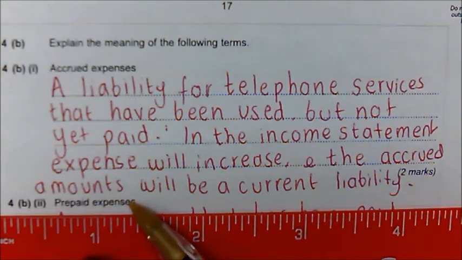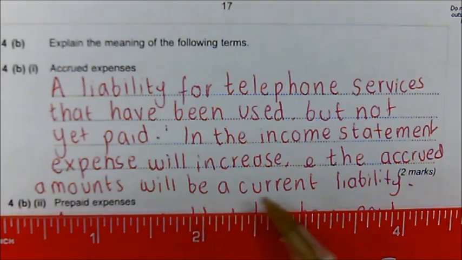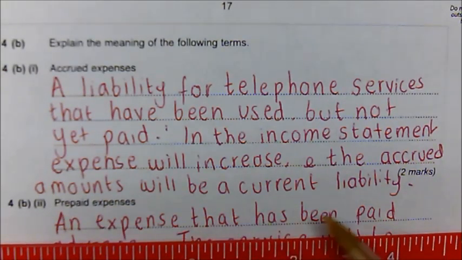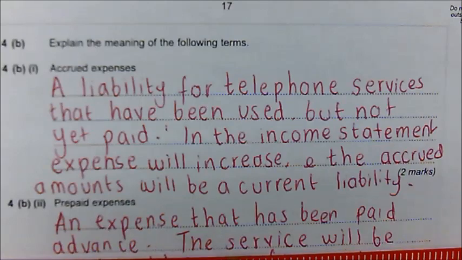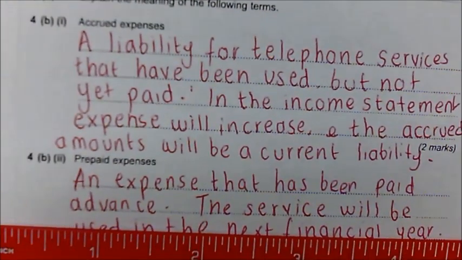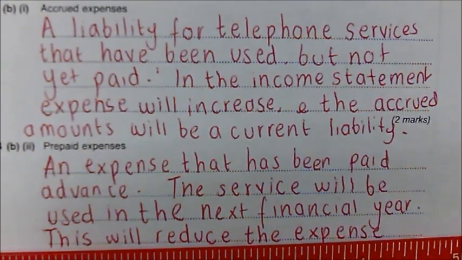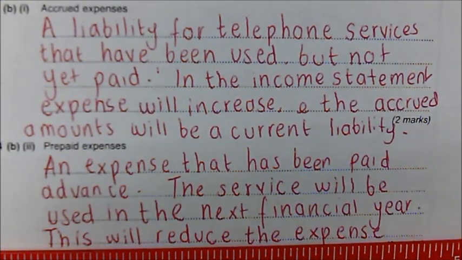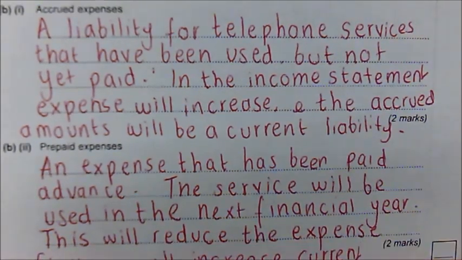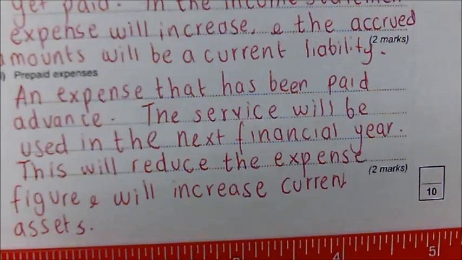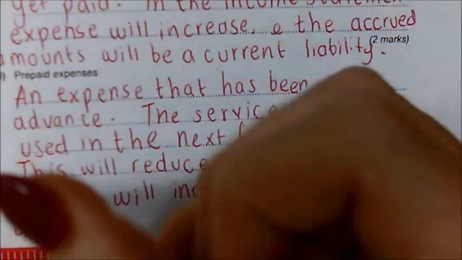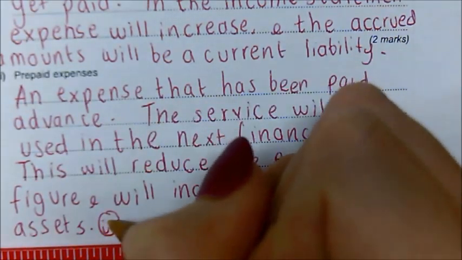Prepaid expenses are the opposite. These are when we've paid for the use of the expense, however, we haven't actually used it yet. So it's an expense that has been paid for in advance, and this service will be used in the next financial year. In the income statement, that will reduce the expense figure because it doesn't belong to this year's expense, it's an expense for next year, and it will be recorded as a current asset. We've paid something in advance, that is a positive thing.